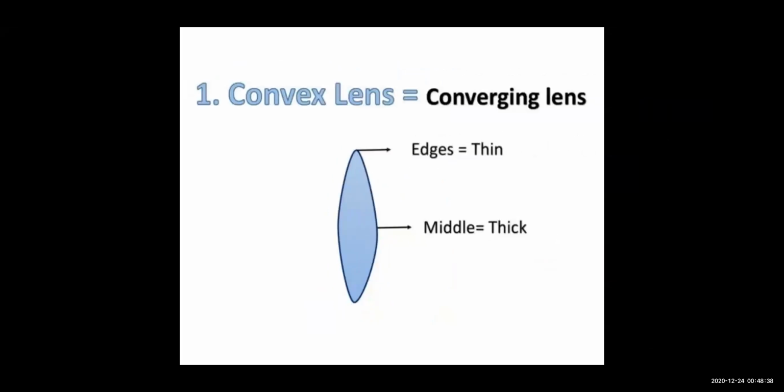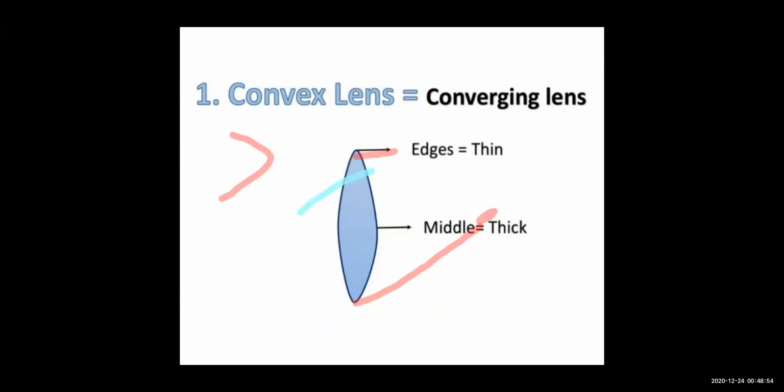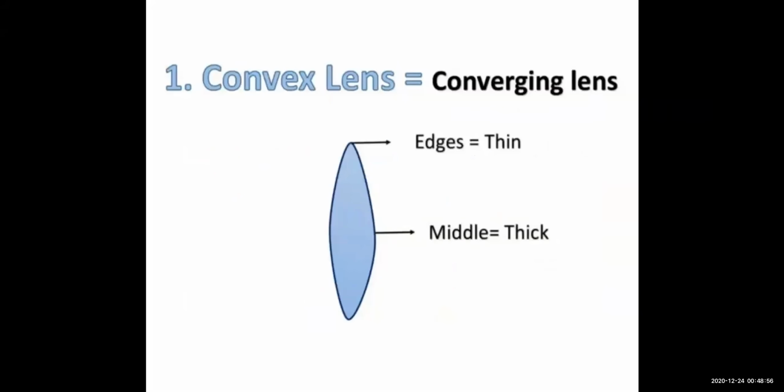Convex lens, we are very well aware of the shape. This is the shape, that is in the middle it is thick and in the edges it is thin. It is also known as converging lens because it converges light at a point after refraction, right?